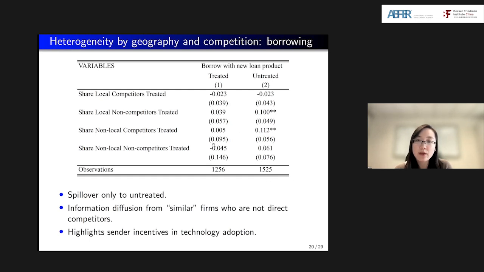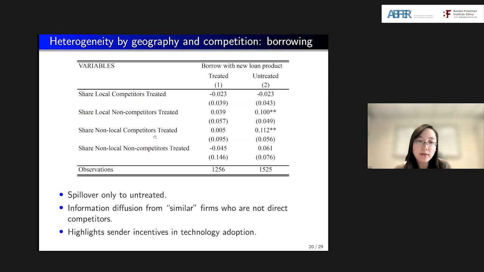We see that there's no information diffusion effect for the treated, mainly because they already received the treatment themselves. Among the untreated, we see that most of the information diffusion comes from the local non-competitors and non-local competitors. So why do they learn about the loan from local non-competitors? This could be because they are not directly competing with each other, but they are very close in the market, so that they are sharing the information with each other.